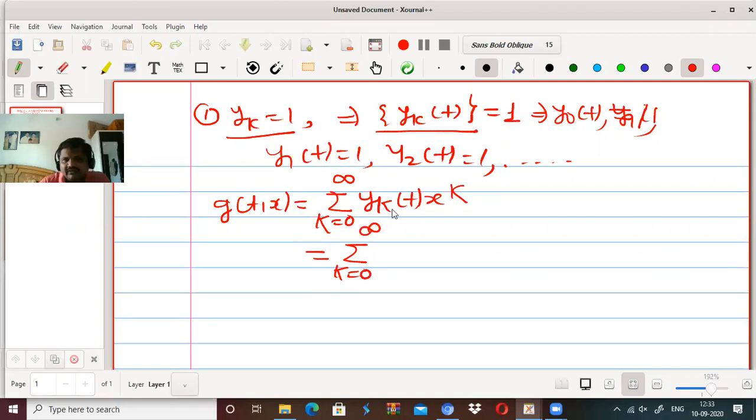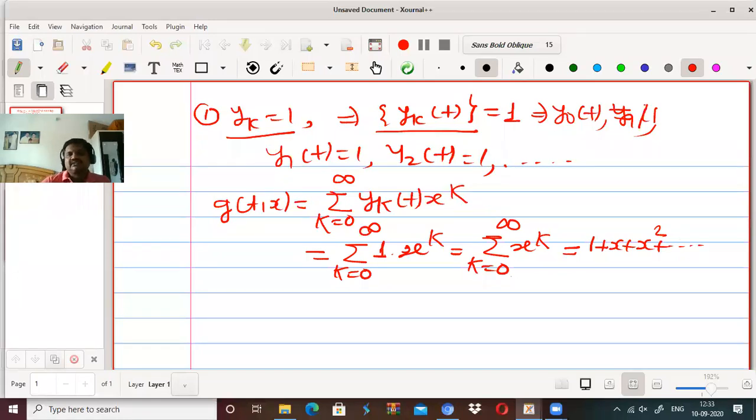Now for any value of t and k, your y_k^t is what? 1, which is independent of k as well as independent of t. So this becomes 1 into x to the power k. That means this is summation k from 0 to infinity x to the power k. That is, this is 1 plus x plus x square and so on.